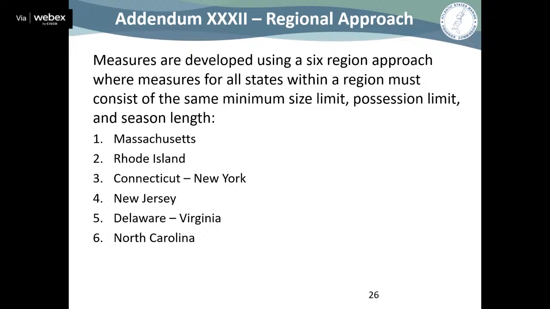So state measures will be proposed and approved through the commission process. And just to give a brief overview of the timeline for how that will work this year, we're going to ask for final state proposals from the technical committee by mid-January, which would allow for a board meeting to happen around mid-February, the second week of February. And we'll reach out to you all this week to get that meeting on the calendar so that we can get those state measures approved, again, if conservation equivalency is preferred.